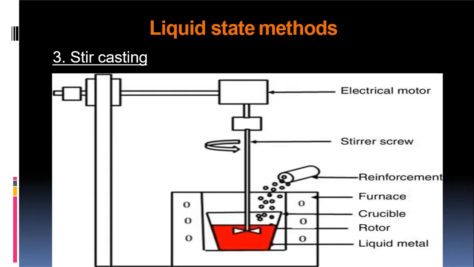So this stirrer is used to combine all the reinforcement particles throughout the molten metal, without creating voids or any other defects. And this stirrer blade is made of graphite material, and the crucible is also made of graphite material only. So this is about the stir casting technique.